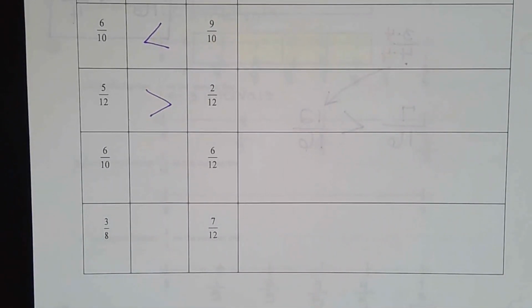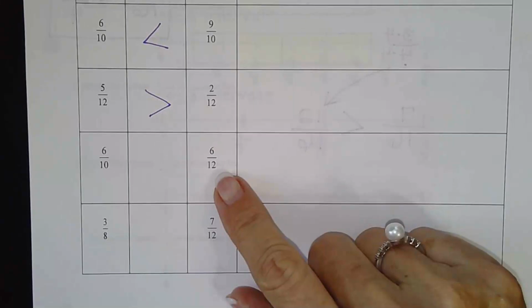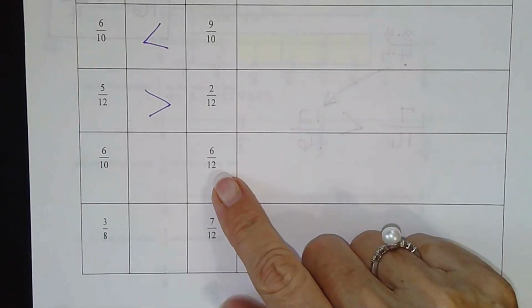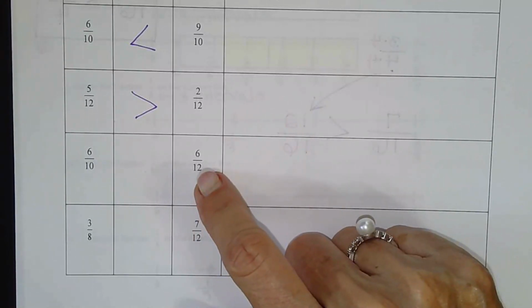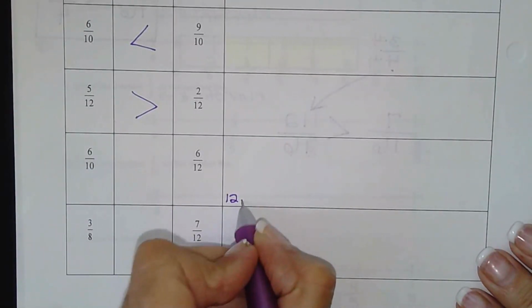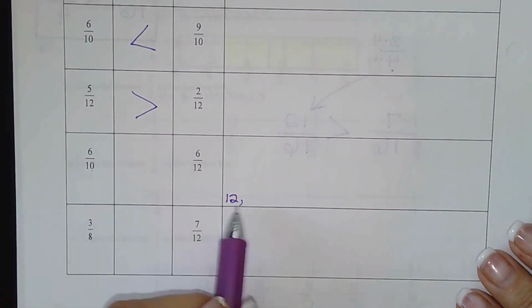Okay, these last two are yours. So we haven't had one like this, so I'm just going to explain it before you turn off the video. If 12 doesn't work, then you start doing multiples of 12. 12 doesn't work because 10 doesn't go into it.